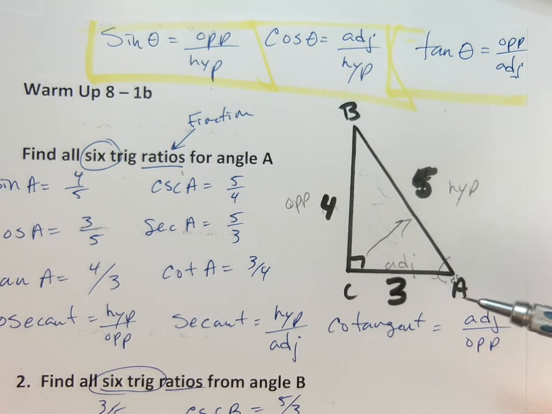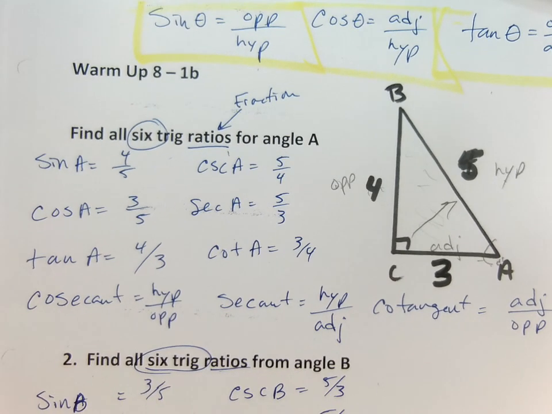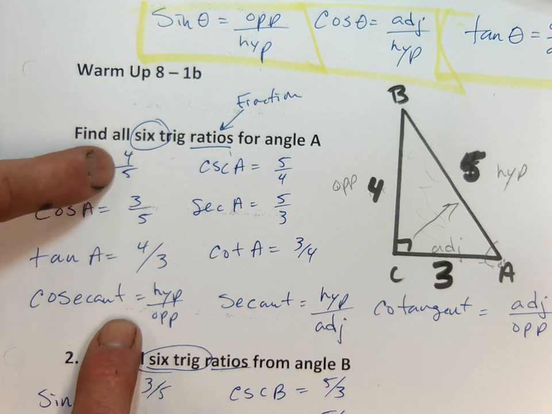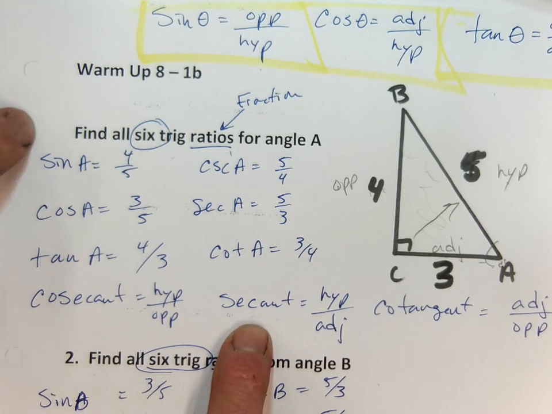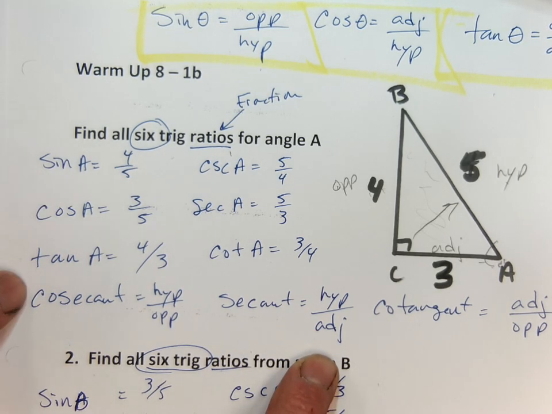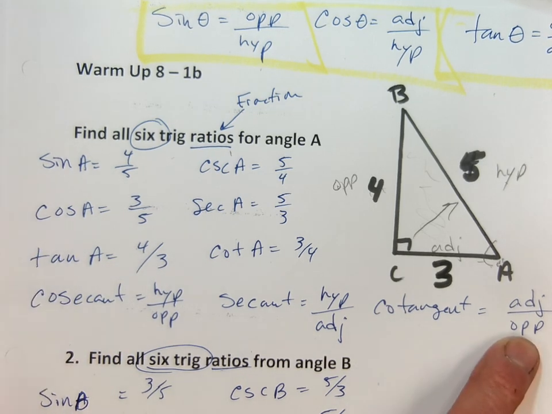Okay, now it says all 6, so there's 3 new ones. Now these are ones that we don't use very often. That's cosecant, which is just the flip of sine. It's just the hypotenuse over the opposite. Secant, which is the flip of cosine, is just going to be hypotenuse over adjacent, and cotangent, which is just the flip of tangent, is the adjacent over the opposite.